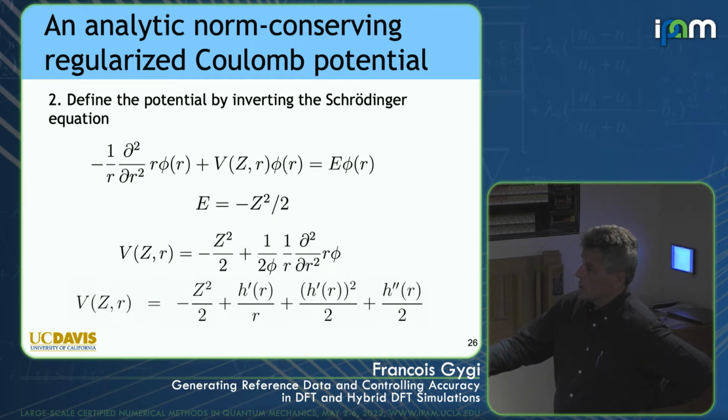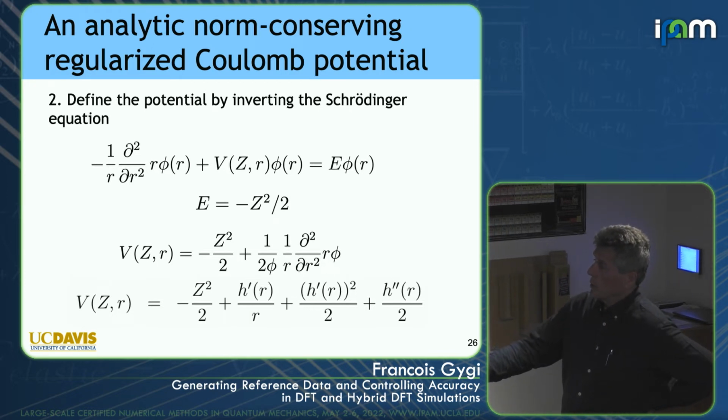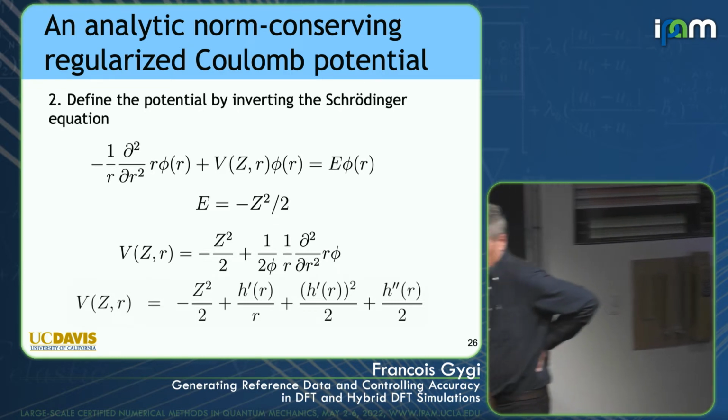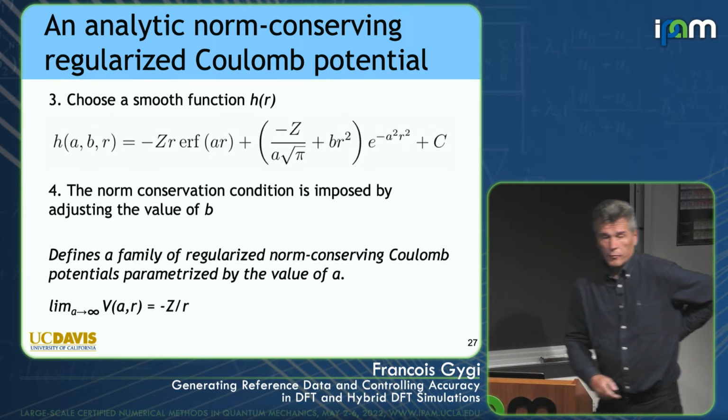You want an analytic function. So the potential is simply given by this inverted Schrödinger equation. And now if you plug in the expression that I showed you before for the wave function, you see that it just depends on its function h of r and its derivatives, simply expressed like that. Now remains the choice of that function.